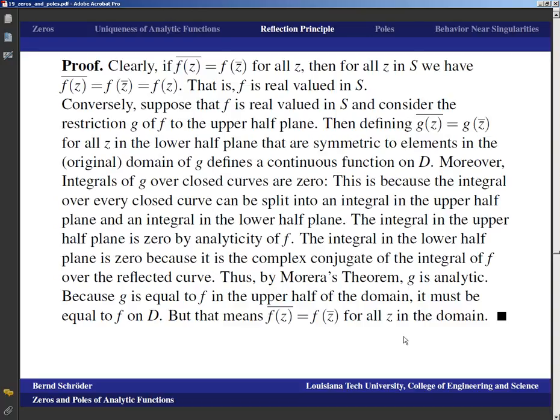It has a couple of consequences. One of them is that because most of the time we're interested in functions that live on the real line and assume real values, for a lot of what we're going to do in the calculus of residues, we can just restrict our attention to the upper half plane, because anything that happens in the lower half plane is just the complex conjugate of what we have in the upper half plane.